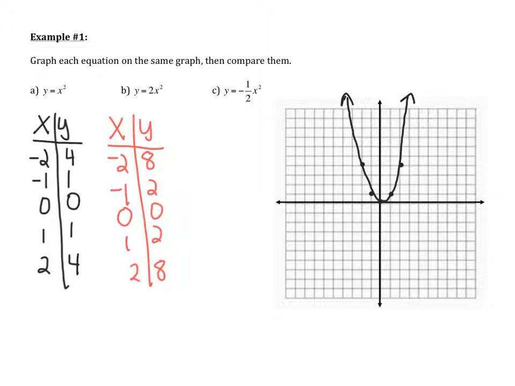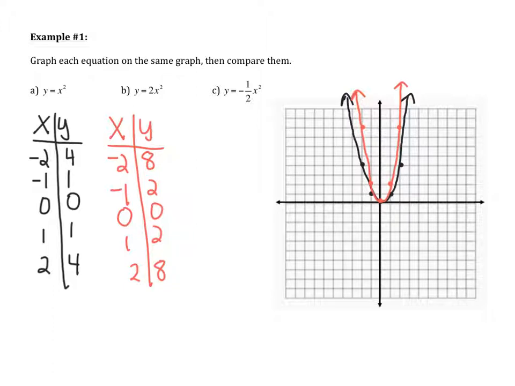Let's see what happens to the graph when I take those ordered pairs and graph them. So there are my 5 points, and again, I'm going to take one smooth continuous line and connect them to make our parabola. So you can see here our U-shape has gotten skinnier. By multiplying by 2, our U-shape has gotten skinnier since the numbers were getting bigger faster.